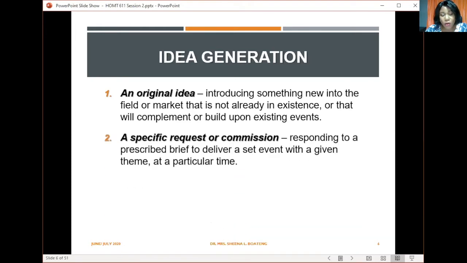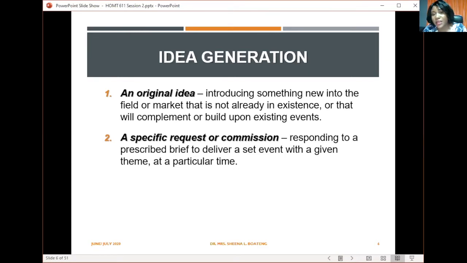Apart from an original idea, we can also talk about a special request or commission. Like I said, there's no event that is being organized that is not as a result of someone's idea. And it is not all the time that the idea will be original from the event professional or from the owner of the event. Whoever is organizing the event may not necessarily have to own it. It may be as a result of someone else, a third party, commissioning the event professional or the one who is in charge of the event or the project manager to set up the event. So here we are saying a specific request or commission responding to a prescribed brief to deliver a set event with a given theme at a particular time.